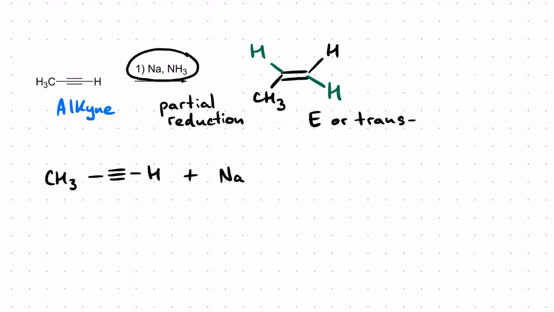Probably you already know that metals can easily give up their electrons to form stable cations. In the case of sodium, it can easily donate 1 electron so that the alkyne turns into an anion radical.